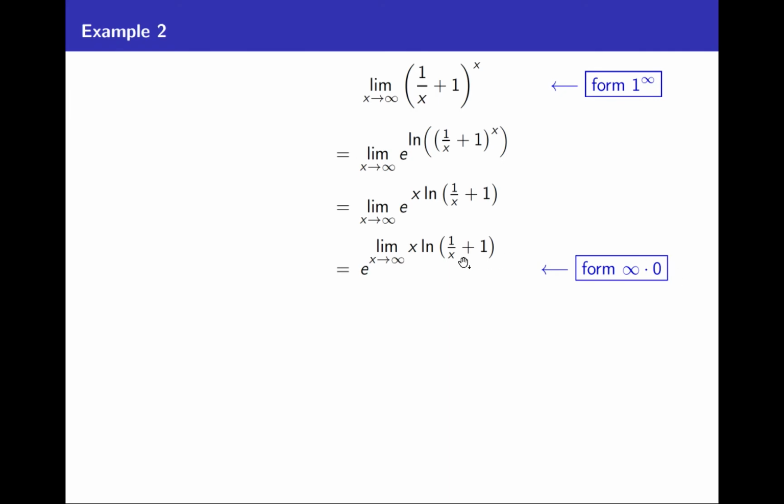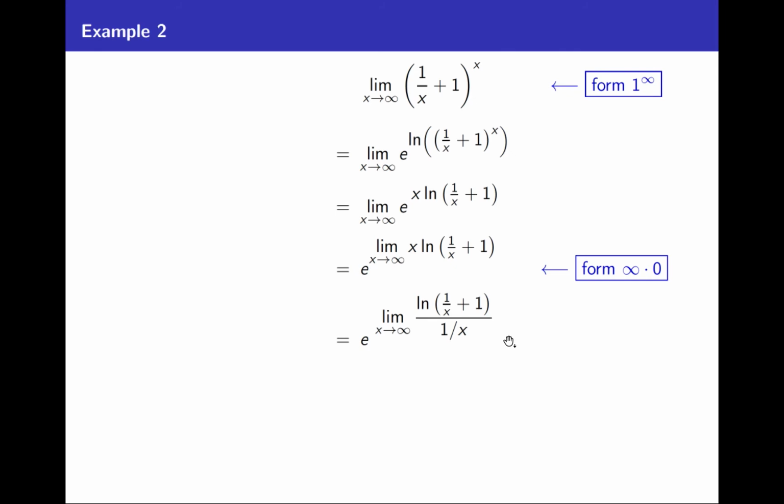We need to bring either the x down to the bottom as a 1 over x, or the ln of 1 over x plus 1 down to the bottom as its reciprocal. Looks like it would probably be easier to bring the x down as a 1 over x. So let's do that. We get e to the power of the limit as x goes to infinity. On top, ln of 1 over x plus 1. On the bottom, we get the reciprocal of that x, 1 over x.